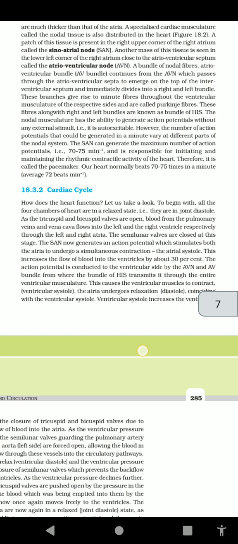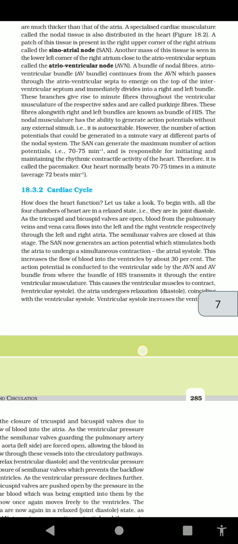A bundle of nodal fibers, the atrioventricular bundle, AV bundle, continues from the AVN, which passes through the atrioventricular septum to emerge on the top of the interventricular septum and immediately divides into a right and a left bundle.